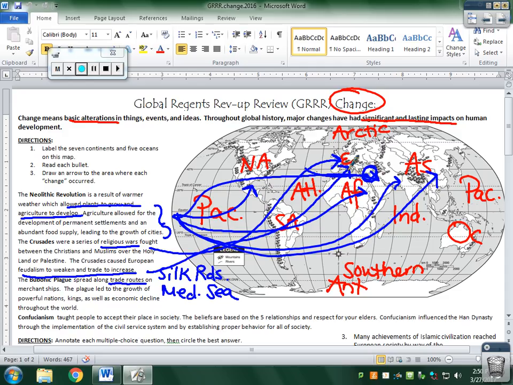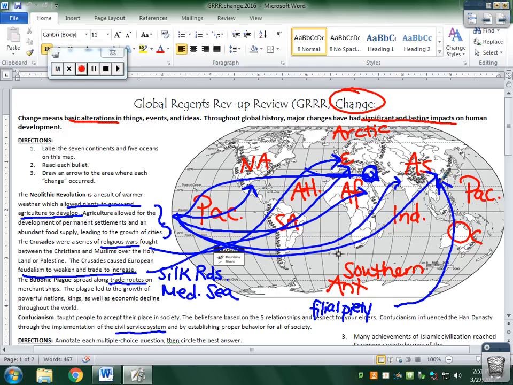And our last change is Confucianism. Confucianism taught people to accept their place in society. The beliefs are based on the 5 relationships and respect for your elders. Respect for your elders is known as filial piety. So that's the fancy word for respect for your elders, filial piety. Confucianism influenced the Han Dynasty through the implementation of the civil service system and establishing proper behavior for all of society. It was also used under the Tang and Sung dynasties. So we're looking at China here. So we want to draw an arrow up to China.